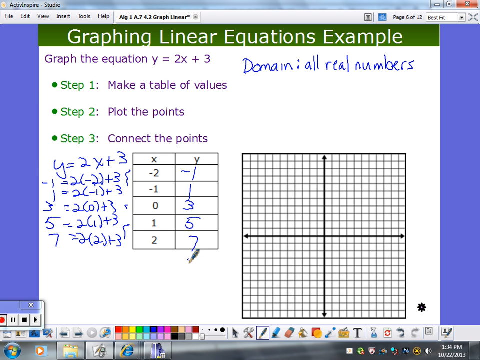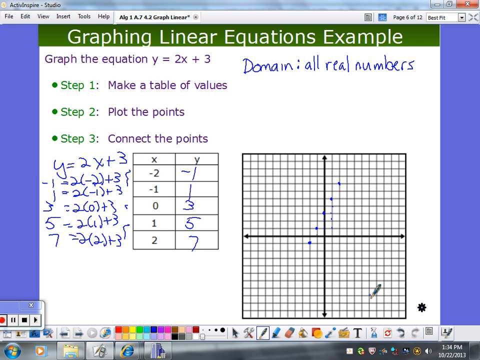That's 7, okay? So is my domain -2, -1, 0, 1, 2, and my range -1, 1, 3, 5, 7? No. This is just a sample. This is some of the domain. This is some of the range. Now I'm going to go ahead and graph them. We've done this before. So -2, -1; -1, 1; 0, 3; 1, 5; and 2, 7.